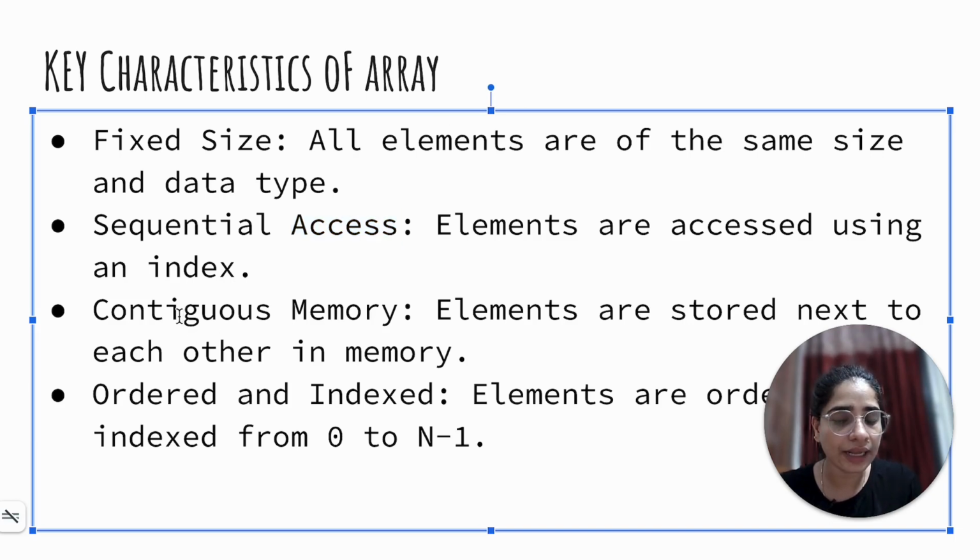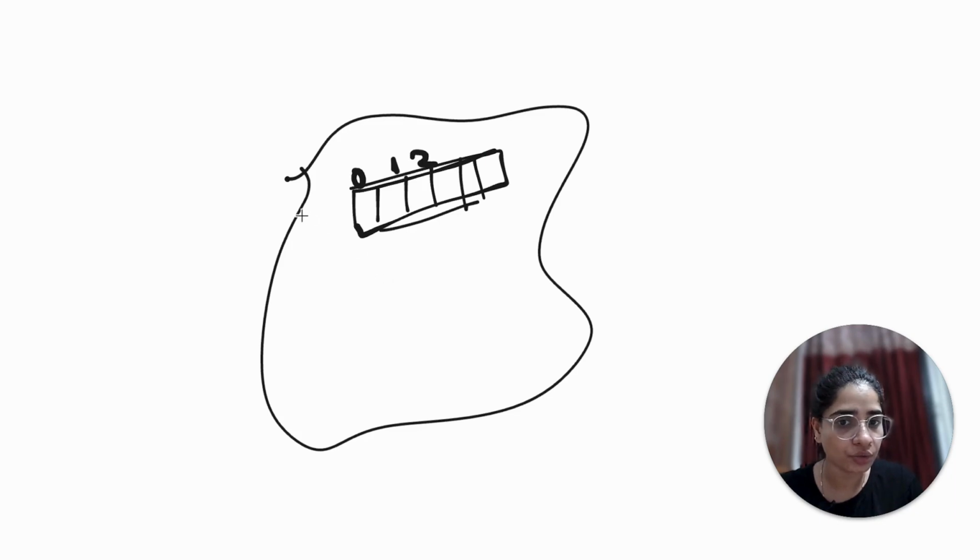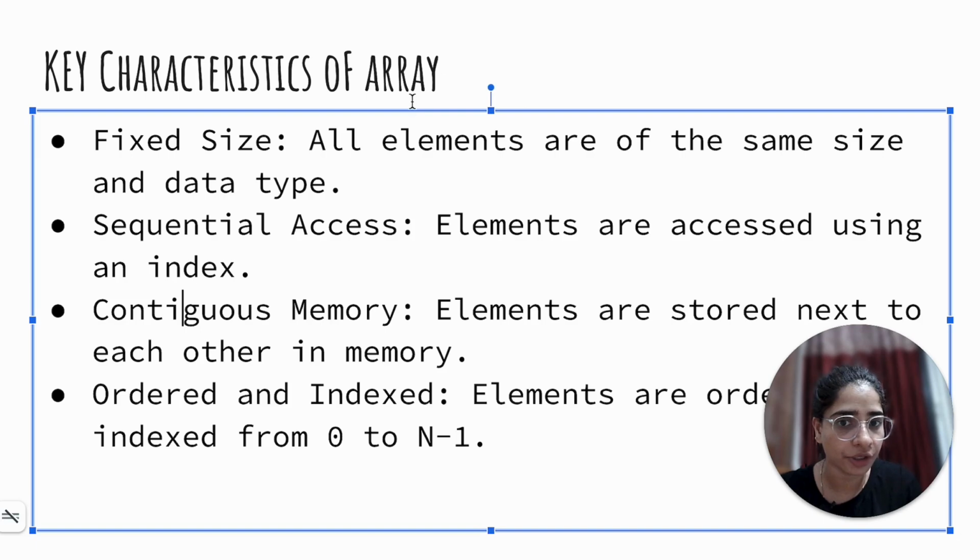Then another characteristic is contiguous memory. So the elements that are stored in an array are just next to each other. So again, it's contiguous memory. It's not like some data is present here and another element of your array is present somewhere else. No, right? The memory has been allocated to all the elements in a contiguous manner.